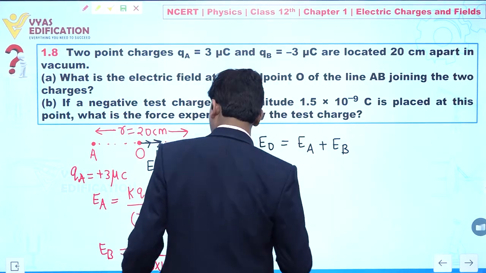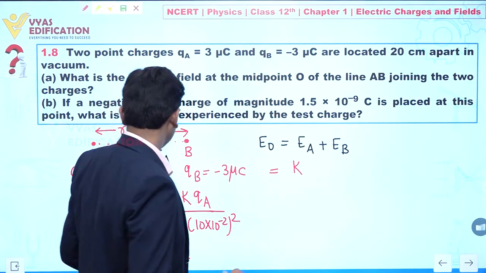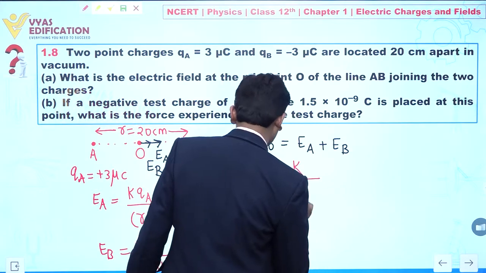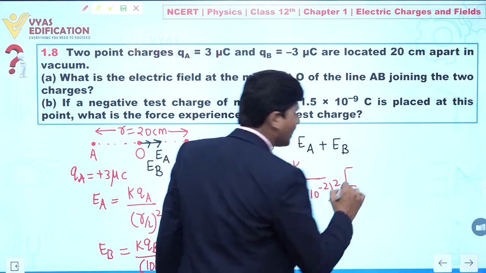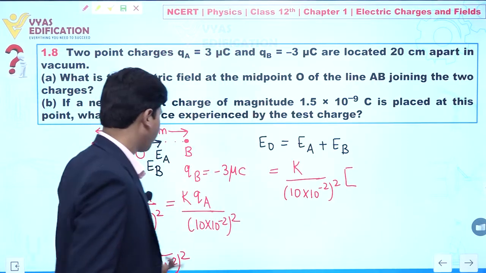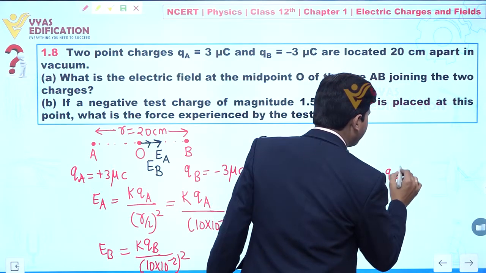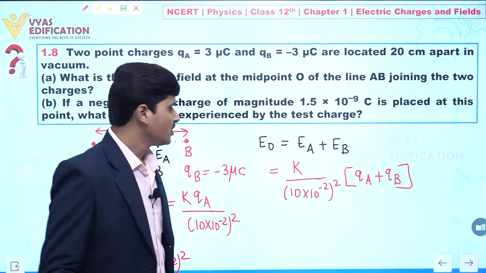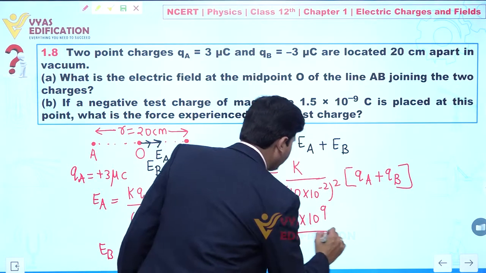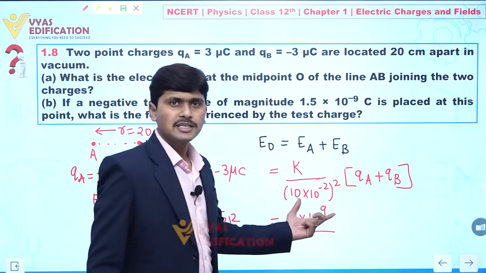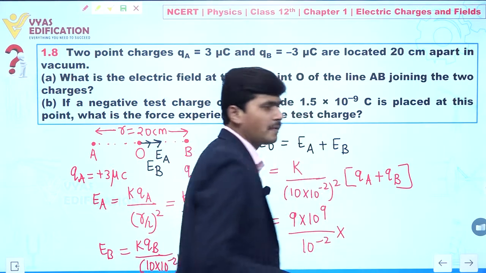So we can write like this, the value of E at O is equal to K divided by (10 into 10 to the power minus 2) whole square, and in the bracket we have QA plus QB. Clear to everyone? So now we can put the value: 9 into 10 to the power 9 divided by 10 to the power minus 1, so this is 10 to the power minus 2, multiplied by QA plus QB.